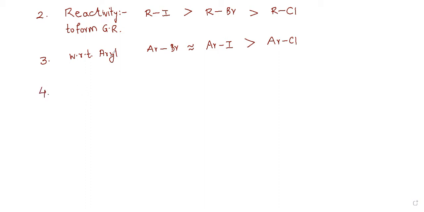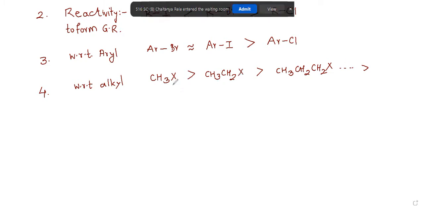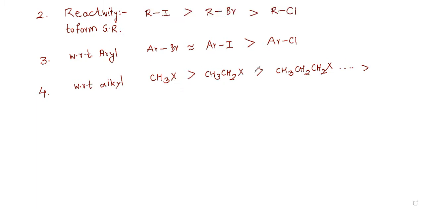And if you are taking once again an alkyl group, then methyl halide is much more reactive than ethyl halide, more reactive than propyl, and so on. So simply, as the carbon chain increases, reactivity to produce Grignard reagent decreases. So this is about reactivity to form Grignard reagent.